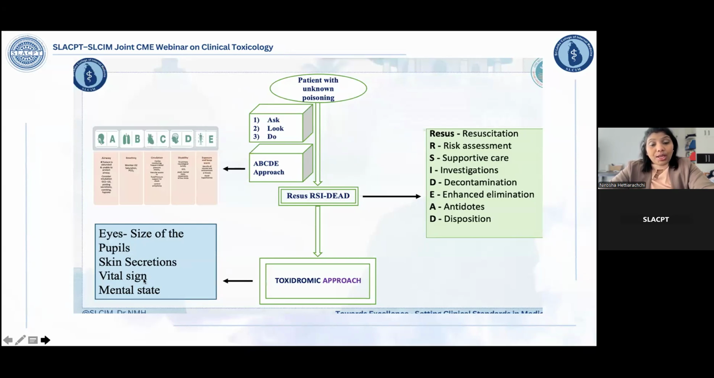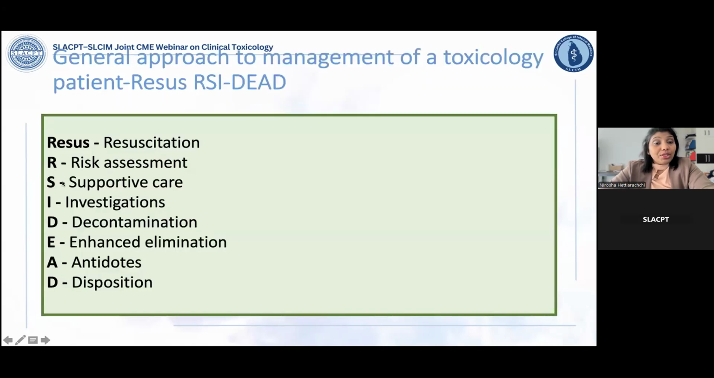Now, when you talk about this toxidromic approach, you try to come to a differential diagnosis. And as this patient is critically ill, you go according to the RSI pathway, the protocol for management of a patient with unknown poisoning. Now please remember, although we say this in this order, it does not mean that every time you need to apply it in this order.